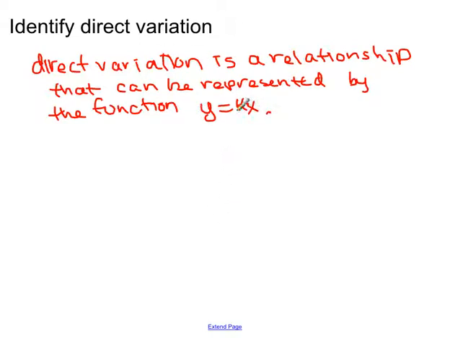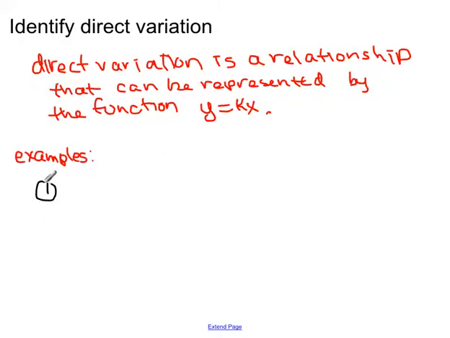So basically, if something's a direct variation, there's a direct relationship. You're going to multiply x times something, and you'll get y. There is no plus sign over here. It's just k times x. If it was plus 2, it would not be a direct variation. So let's look at some examples of whether something is a direct variation or not.